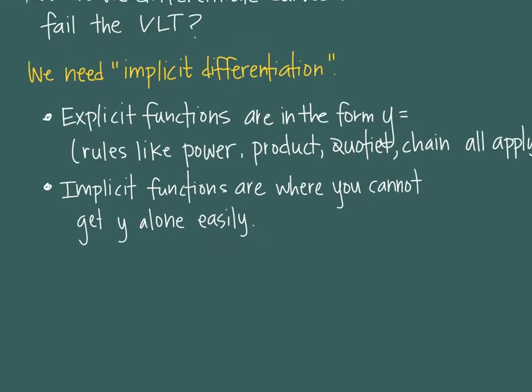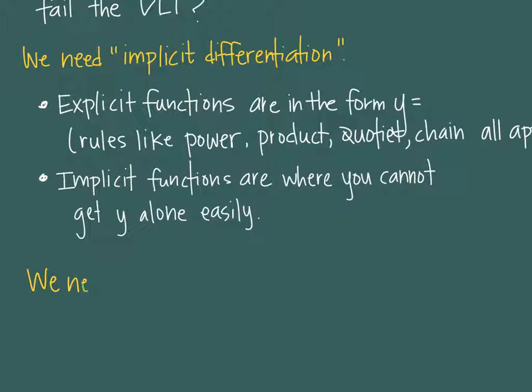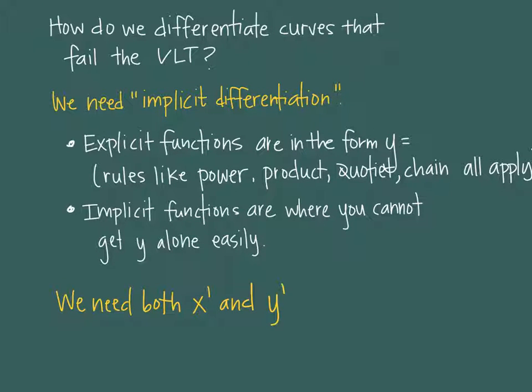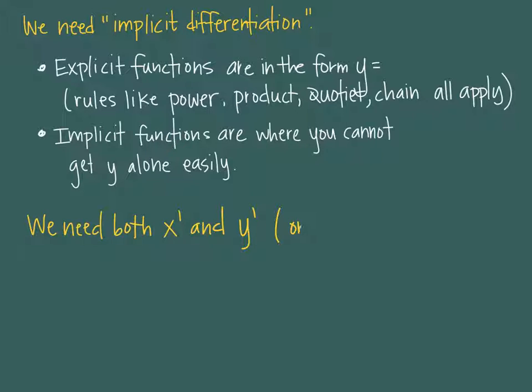To do that, we need both x prime and y prime to do implicit differentiation, or we need both dx dx and dy dx. So again, that notation lends itself back to our two founding fathers of calculus, either Newton or Leibniz. Newton was the prime guy, Leibniz was the fraction differential guy. So since you can't get y alone explicitly, you need both of those.